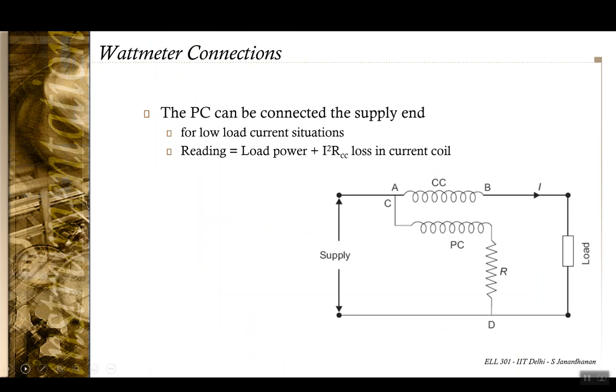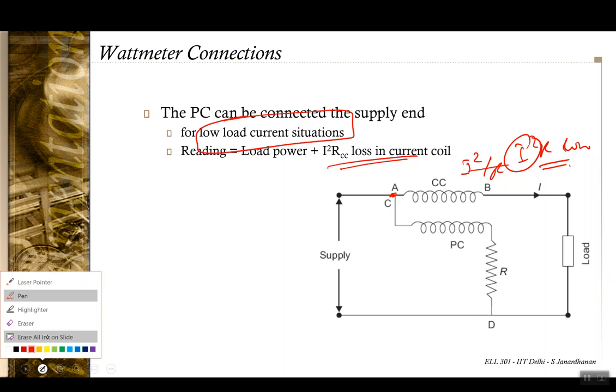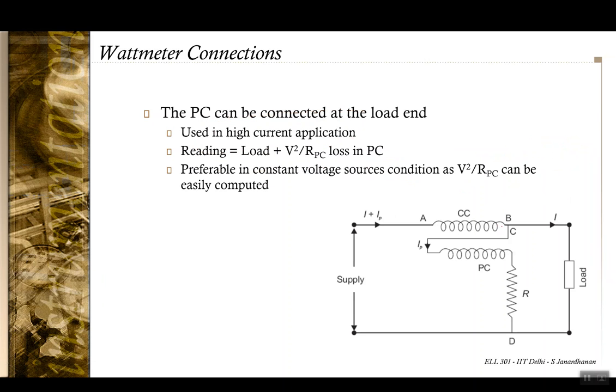When I square R is low, that is when the current is low, you use the configuration where the pressure coil is connected towards the supply side, so that the I square R losses are low in the current coil. This is used for low load current situations. On the other hand, connecting towards the load side is used when the current flowing through the load is higher.